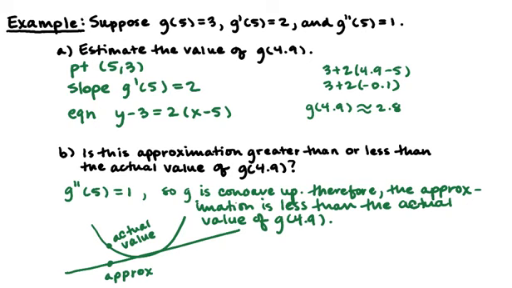And regardless of whether the point we're plugging in is less than the x value at tangency or greater than the x value at tangency, it's going to be the same result. So because the graph of g is concave up, the approximation is less than the actual value of g of 4.9. There's probably a shorter way you could say that, but that wasn't that long. Remember, the drawing is not proper justification. The explanation using the concavity of the function is.